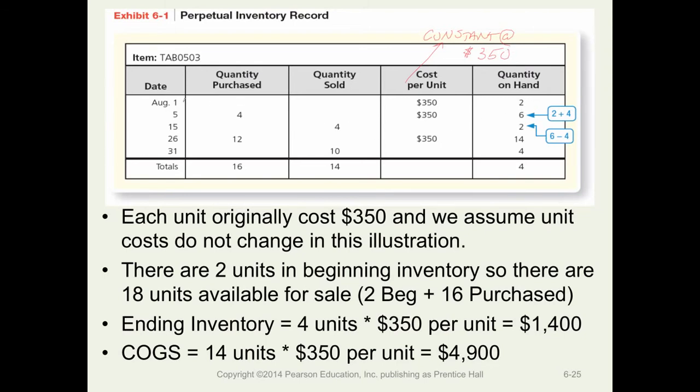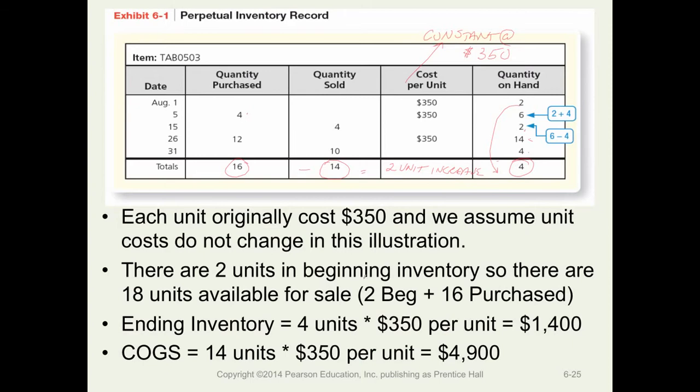On August 5th, that's the beginning of the month of August. August 5th, you buy 4 units at the same price. Got 6 units at that price. You sell 4 units. You've got 2 left. You buy 12, you now have 14, and you're buying them at the same price. You sell 10, you have 4 remaining. So there are 4 units on hand. You purchased 16. You sold 14, so inventory went up by 2. So that's the increase. You have a 2-unit increase. So it goes from 2 to 4 units.